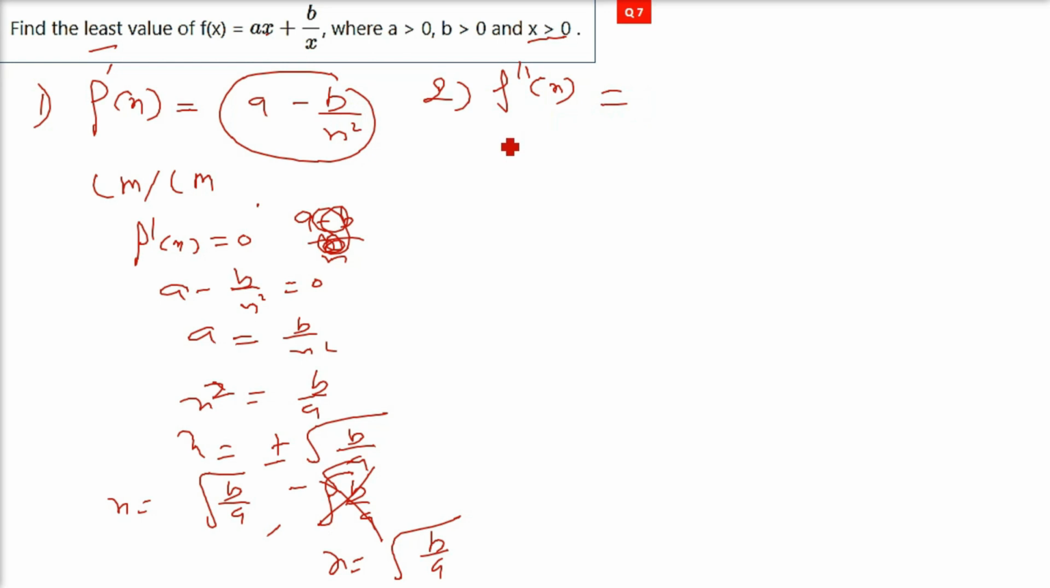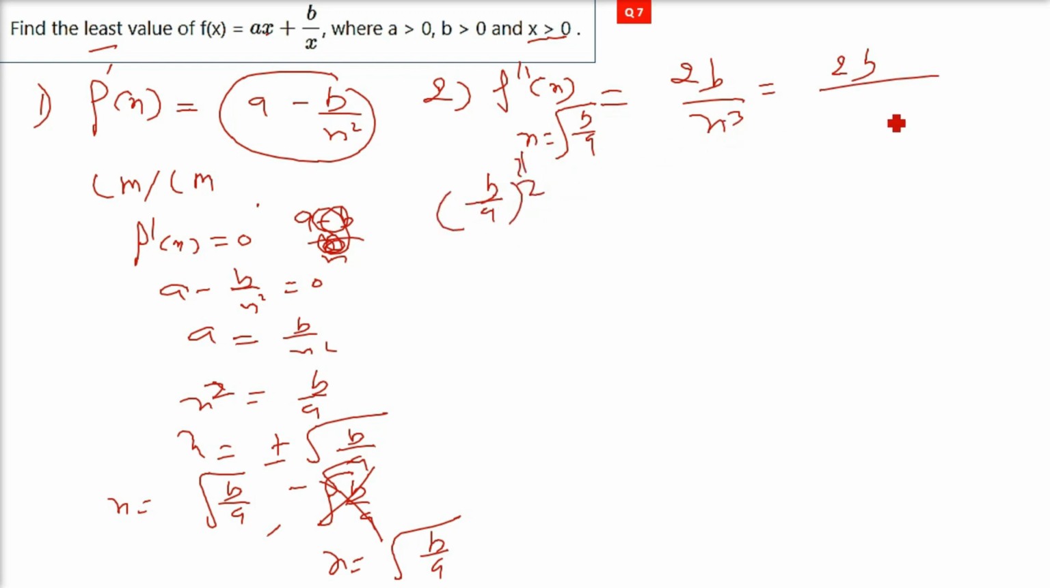F double dash x. The double differentiation is what? A is 0. So this is going to be 2 b by x cube. Double differentiation. So x equals to under root b by a you have to put here and then find out the value. So 2b by this x cube is, see, under root b by a is b by a to the power half. So when it goes cube, it's 3 by 2. b by a to the power 3 by 2. So this, you know how to solve this.